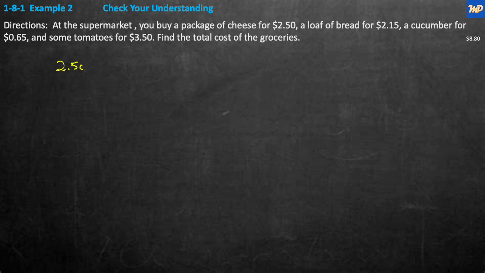$2.50 plus a loaf of bread, $2.15, plus a cucumber for 65 cents, plus some tomatoes for $3.50. Well, can we move any of these around? Did it make it easier? Well, yeah, I think we can.